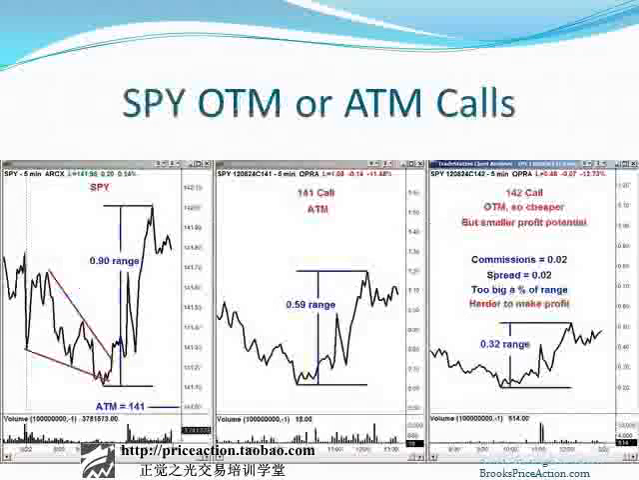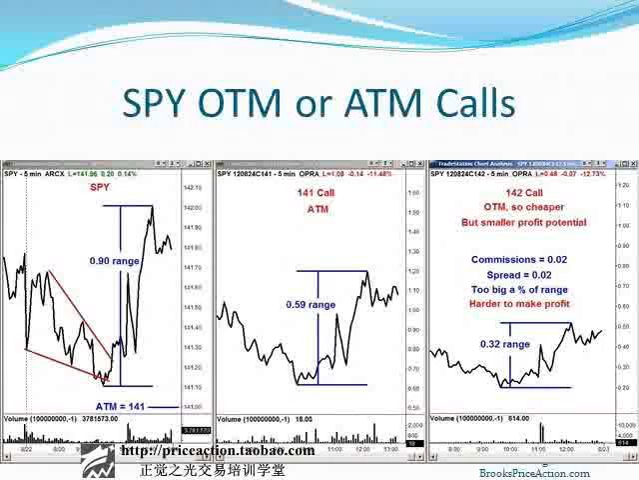Here's an example comparing out of the money and at the money calls. On the left, here's the spider, and it's a line chart, not a bar chart. And this is what took place today. We had a 90-cent range. Okay, the market opened up. At the money was 141 earlier in the day. That's the closest strike, right? So at the money is 141.